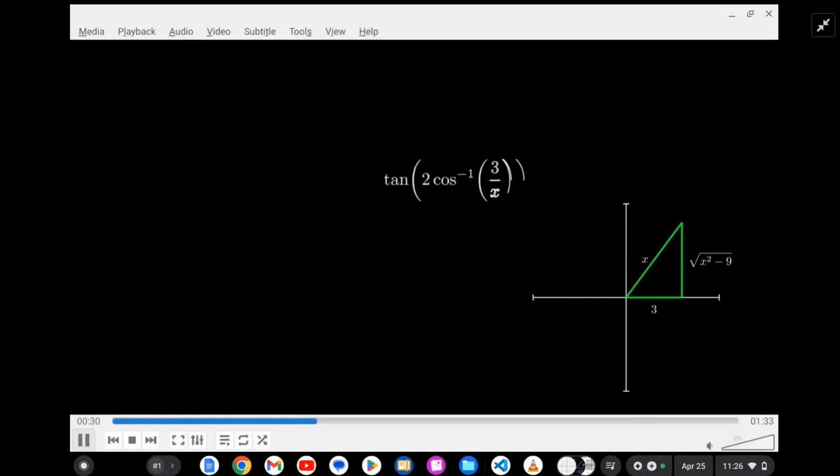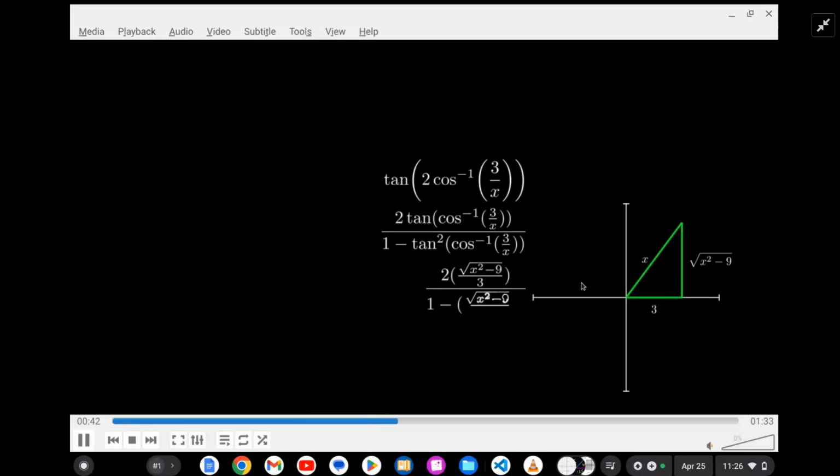Okay, so we're looking at the tangent of 2 times this angle. I always translate this in my head as the angle whose cosine is 3 over x. This is an angle. So we're talking about 2 times an angle, so we're going to use the double angle formula for the tangent. Looks like that. And we can get the tangent of that angle with the opposite over the adjacent. So we substitute in the tangent there. Here's the tangent of the angle, and here's the tangent squared.